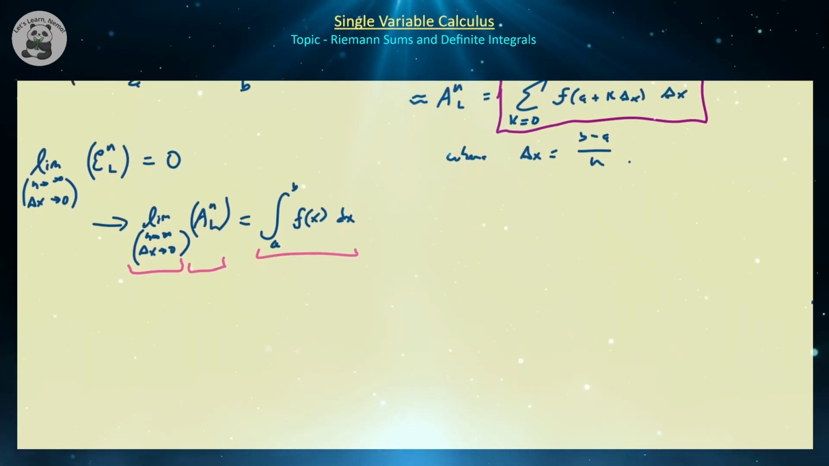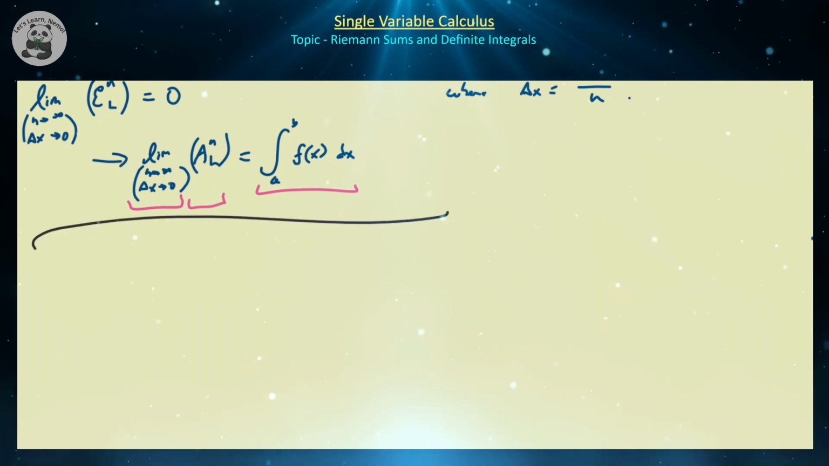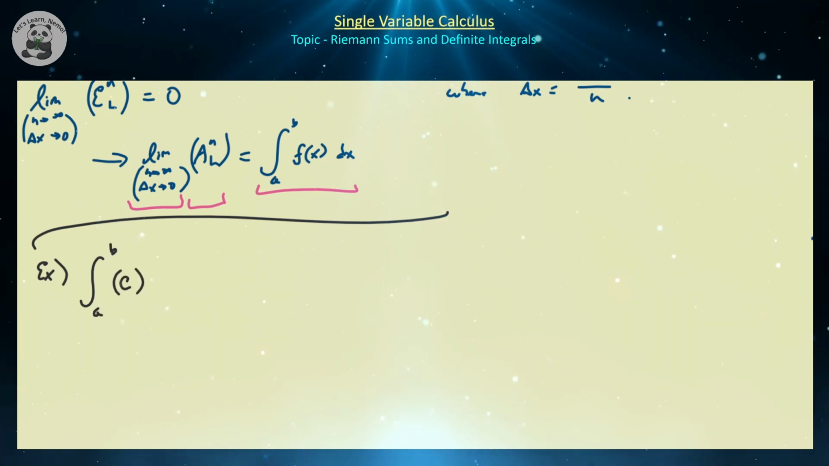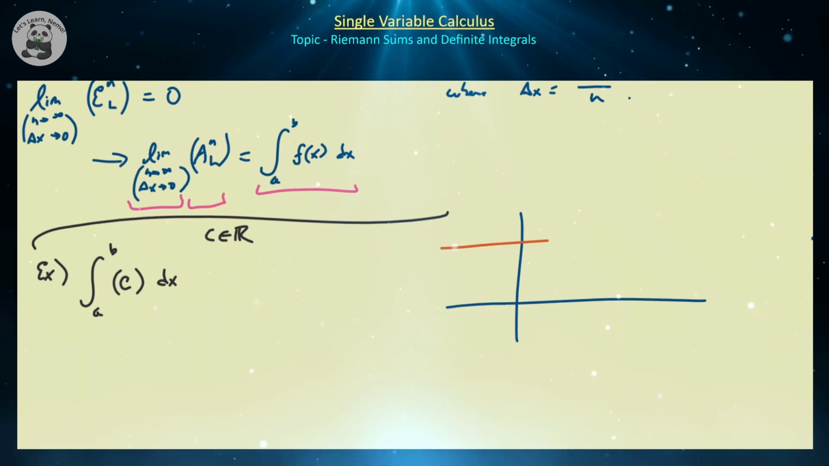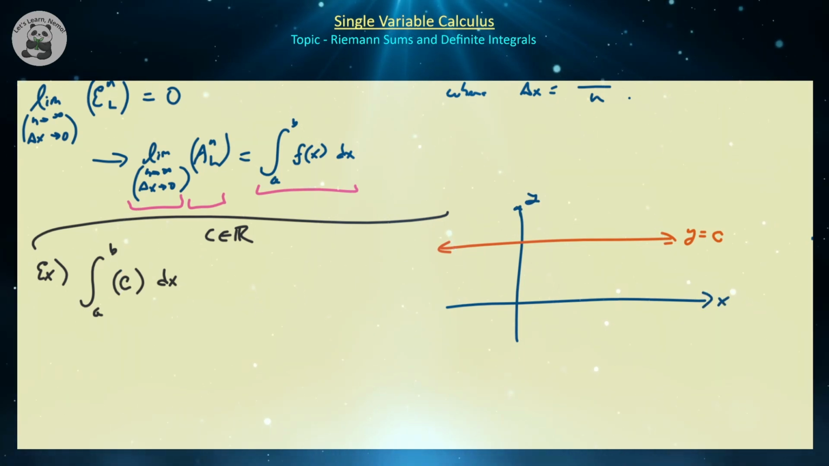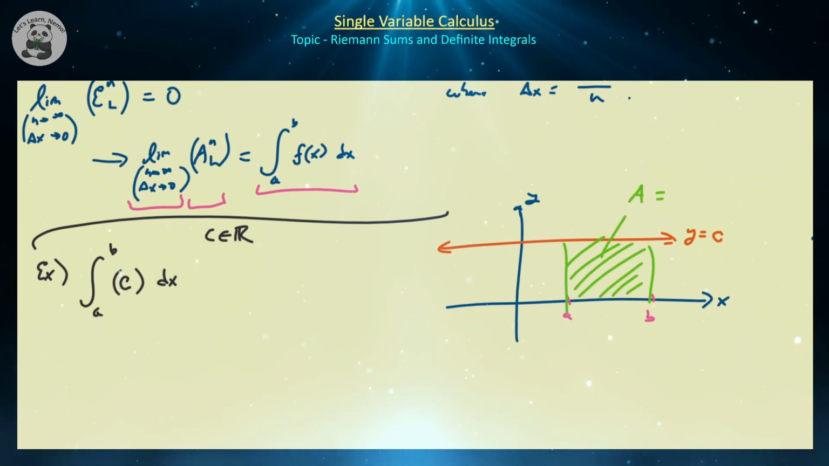So let's look at a particular example of a limit of a Riemann sum and see if we can get some formulas out of this. Let's do the integral from a to b of some constant c with respect to x. Here c is going to be any real number. So the integral of a constant function. What does a constant function look like? That's just going to be a horizontal line in the xy plane. So we're looking at some left endpoint a, some right endpoint b, and we're looking for the area underneath this curve on that interval. Our question is, what is this area equal to? Geometrically, that's just a rectangle, so you should be able to find that area. But let's see if the limit of a Riemann sum actually agrees with that geometric interpretation.